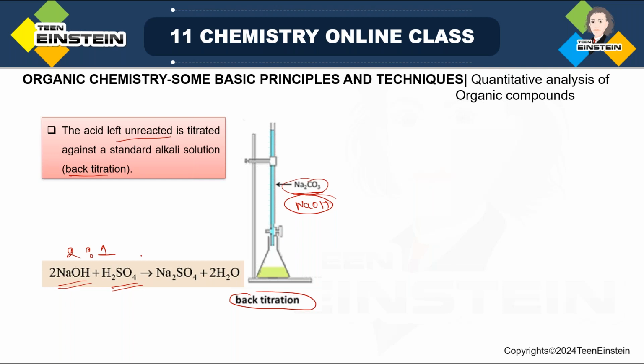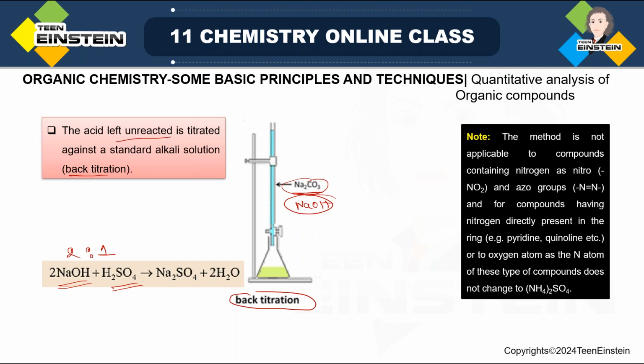Now in the whole experiment, as a note, you have to remember this method is applicable in specific cases. There are some cases where you cannot apply this method, because this method is all about converting the nitrogen of an organic compound to ammonium sulfate. But when you have a nitrogen atom in the form of a nitro group, in the form of an azo group, N double bond N, and for compounds having nitrogen directly present in the ring, such as pyridine, where it is directly attached in the ring, or quinoline, where it is also directly attached in the ring.